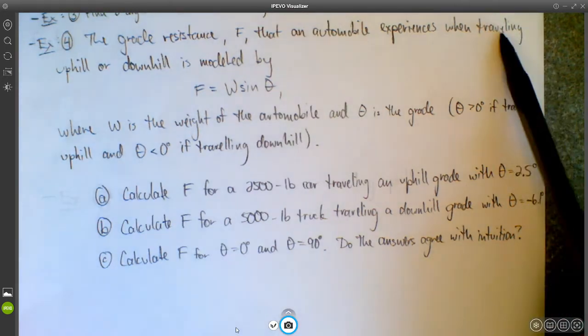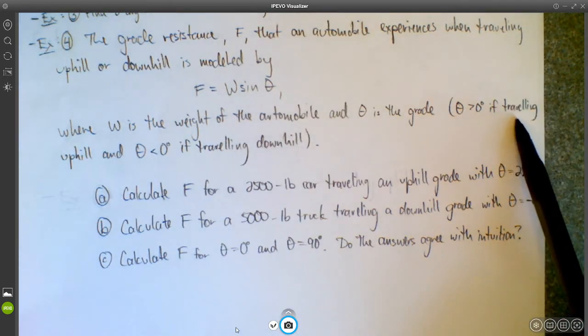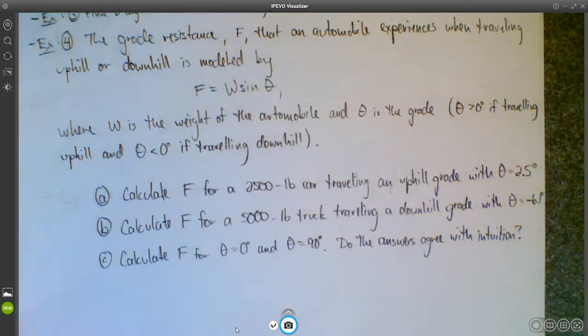Here I used traveling with one L, and here I used traveling with two L's. I think it's one of those words that actually legitimately both spellings are correct. I could be wrong. Doesn't really matter. And then I'm back to one L down here.